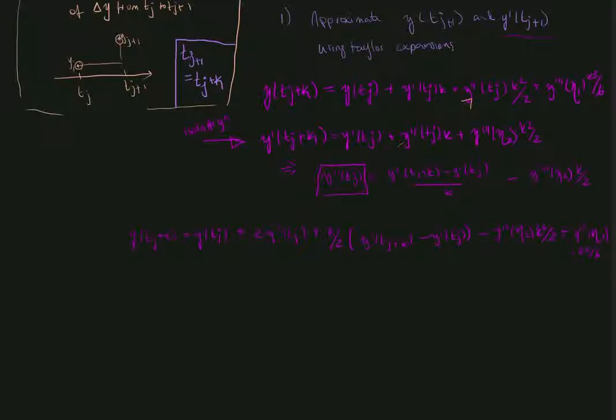Okay, so here I can move this into the parentheses, and what I have is y of tj plus k halves multiplied by y prime of tj plus k minus y prime of tj plus y of tj, y prime of tj, so that's actually like this. And then I have some expression that I will here say is the same order of magnitude as k to the third.